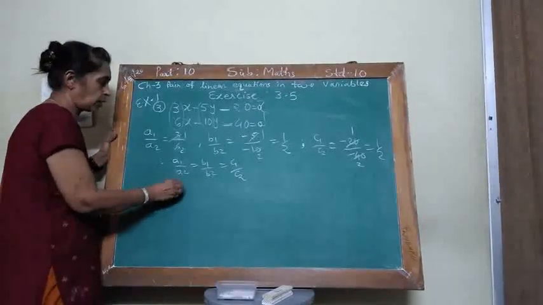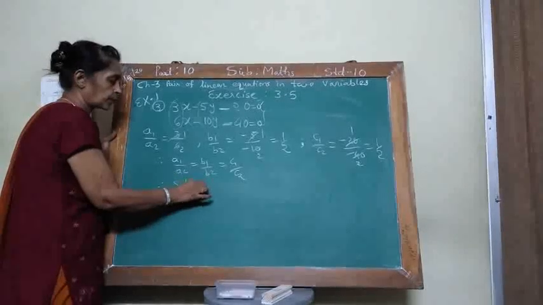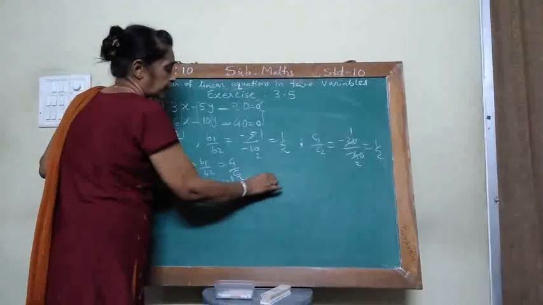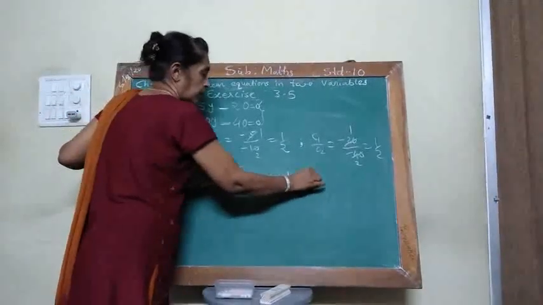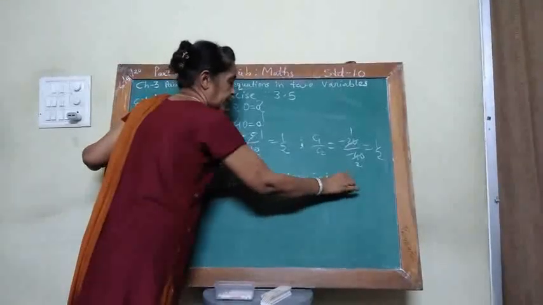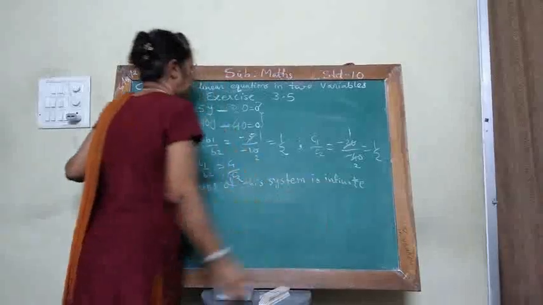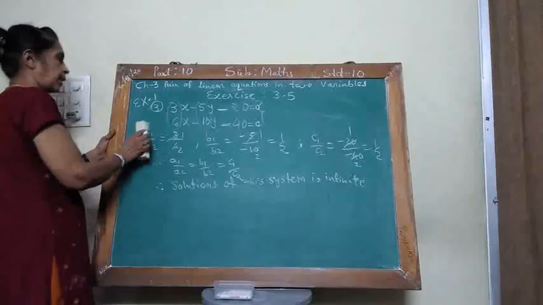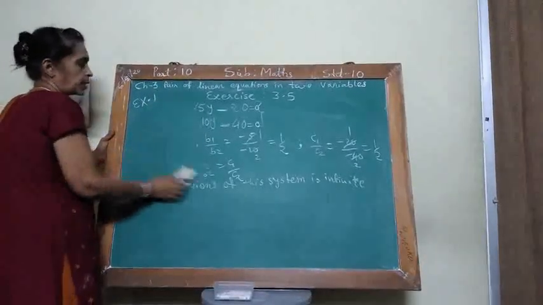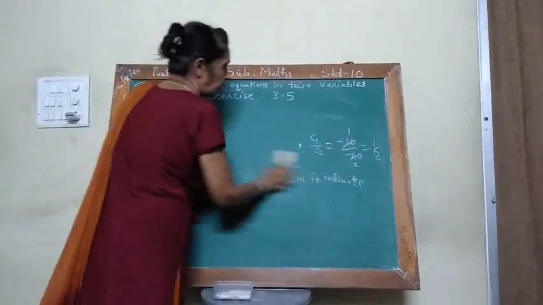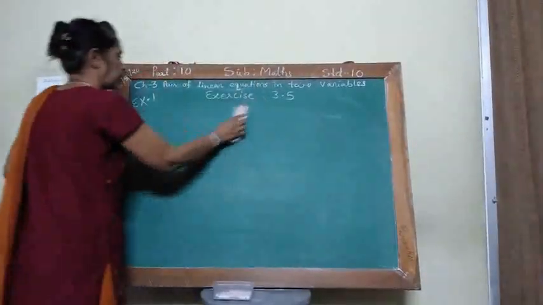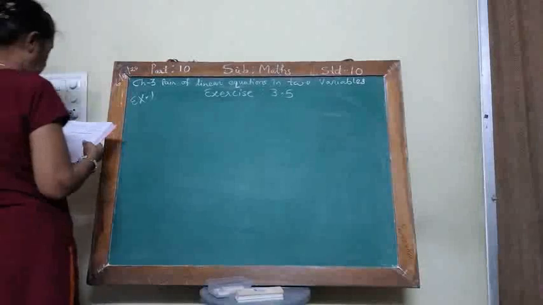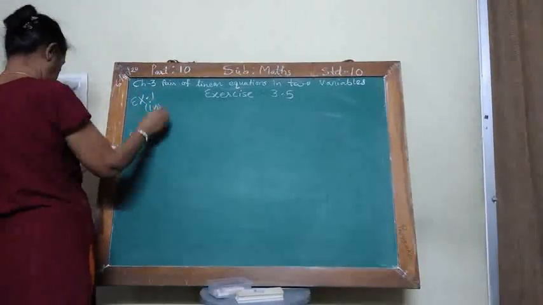So I determine that the solutions of this system are infinite. With an infinite solution, they say we don't apply the cross multiplication method. Infinite solution. Stop this example. If it has a unique solution, then you have to apply the method, otherwise not. Okay.